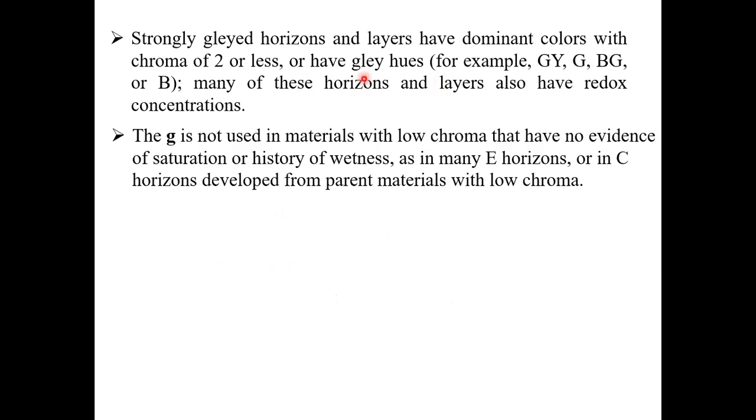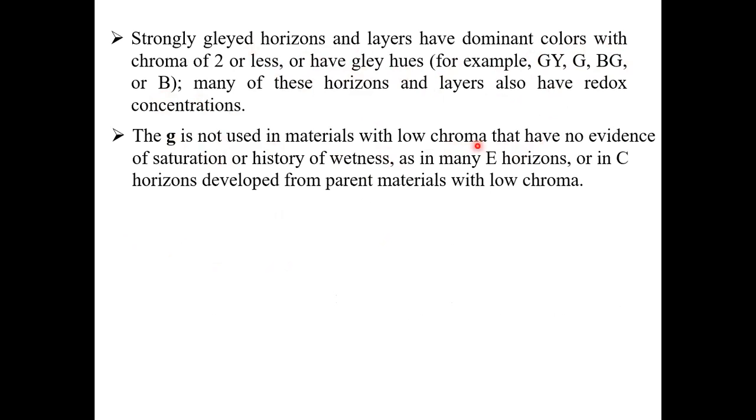In this gleyed material, students, you can see some different color domination. Mostly gray, due to the submerged condition. You can see gray color, and that gray will have different hues. You will get this type of hue in the Munsell color chart. Like that, you can see different redox conditions. And this g material is low in chroma, material with low chroma.